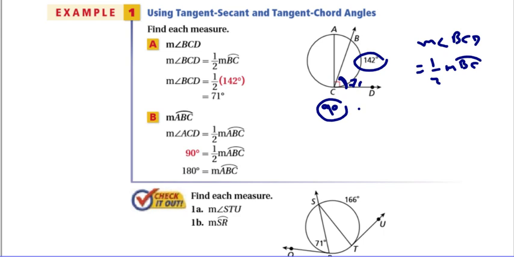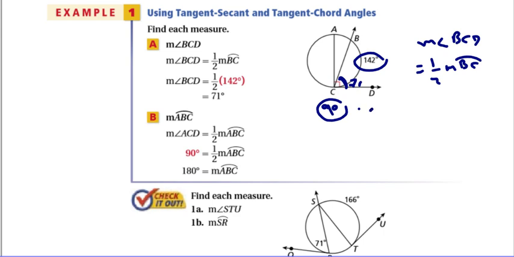So the measure of angle ACD equals half the measure of arc ABC. So 90 equals half the measure of arc ABC. Multiply by 2, so it will be 180.